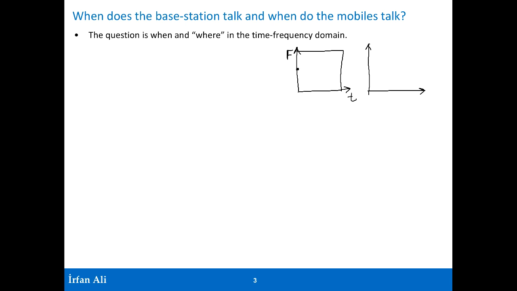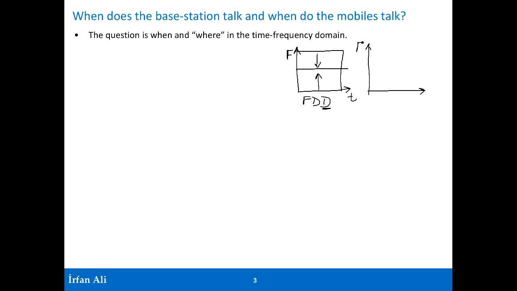One is that I'll split this time frequency domain along the frequency axis, and in the top frequency part of it, the base station speaks to the mobile, and in the bottom frequency part of it, the mobile speaks to the base station, and they're both speaking at the same time. This is called frequency division duplexing, because there are two parties only involved, in general the base station and the mobiles.